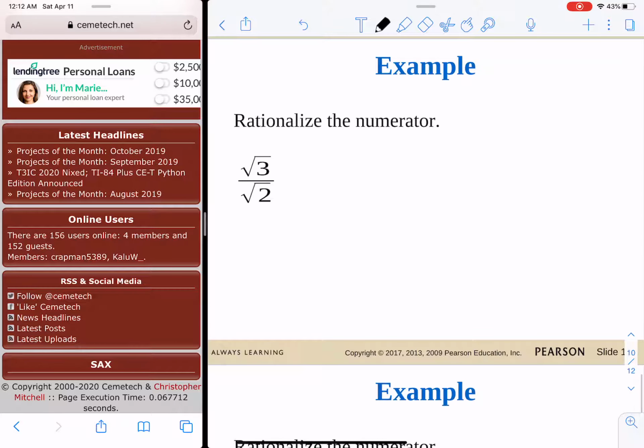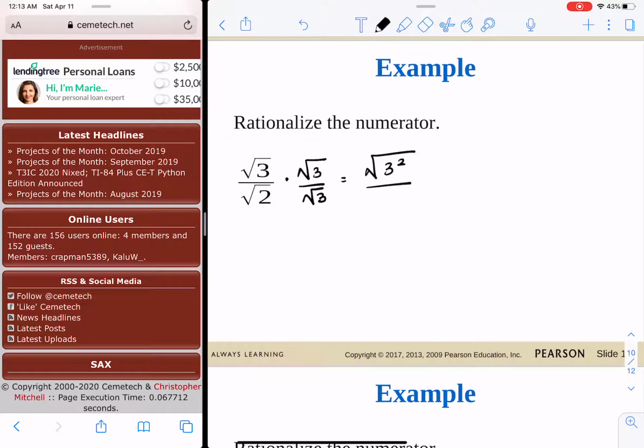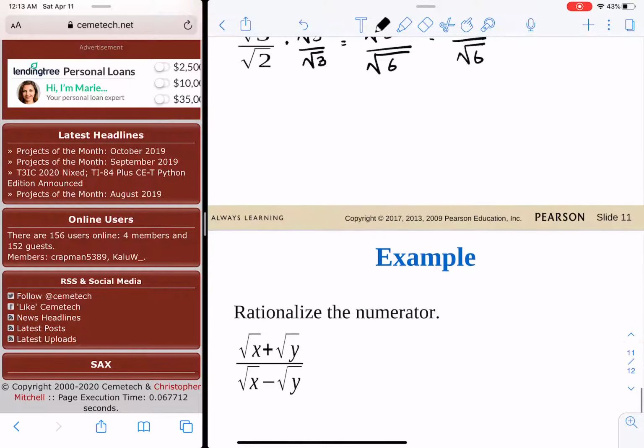So here I want to get rid of the radical in the numerator, so I'm going to multiply and divide by the root in the numerator. So I would get square root of 3 times 3 is 3 squared, divided by square root of 2 times 3, which is 6. The root and the square would get cancelled, and we would simply have 3 over square root of 6, and we successfully got rid of the radical in the numerator.